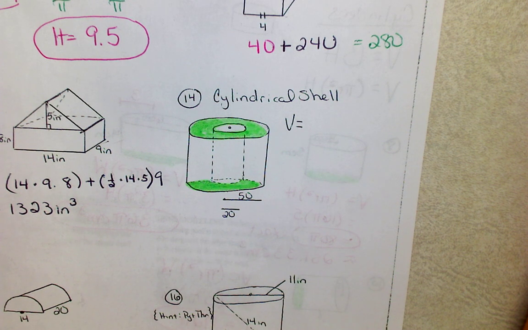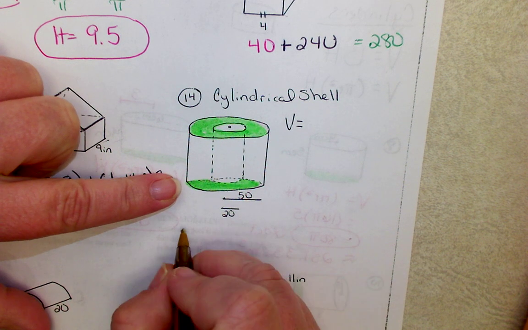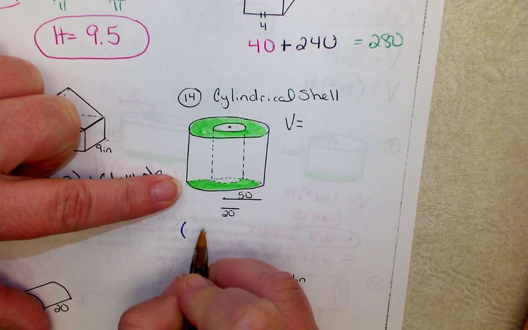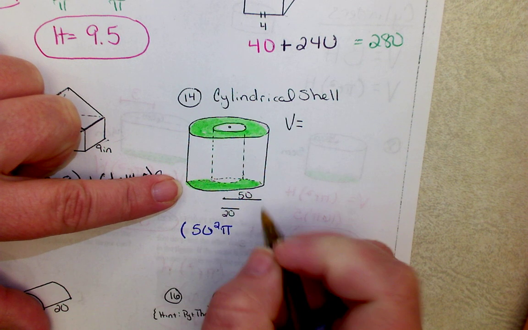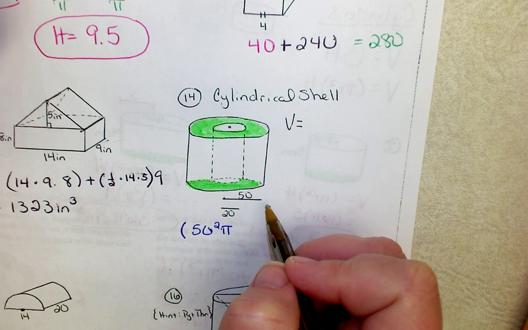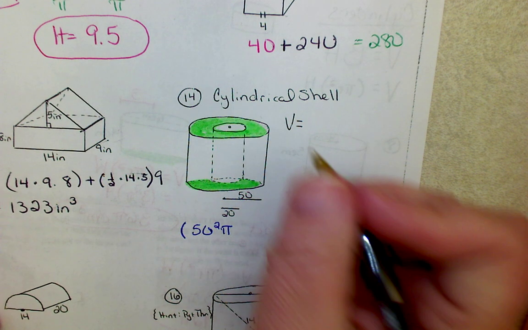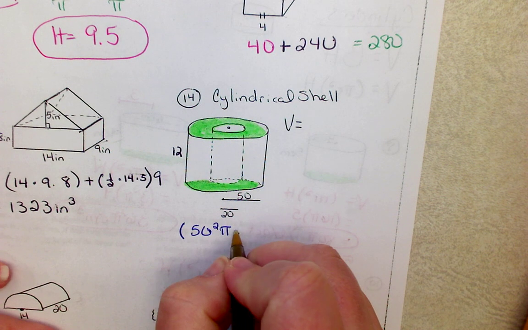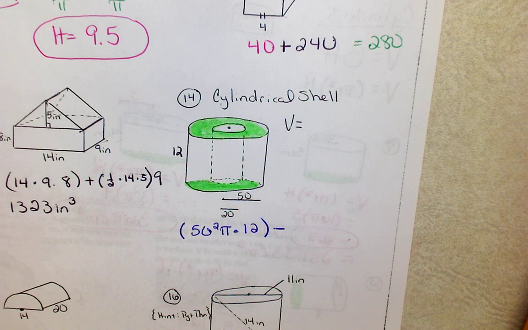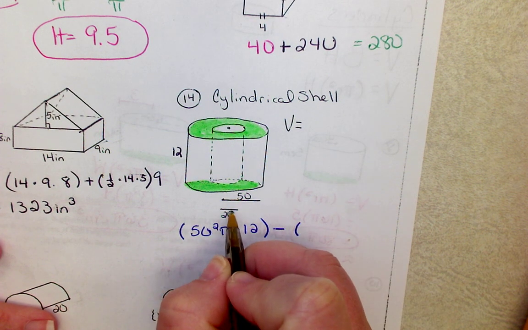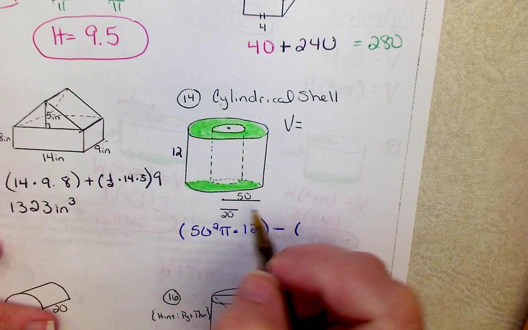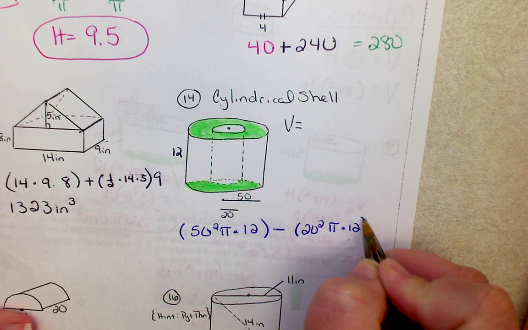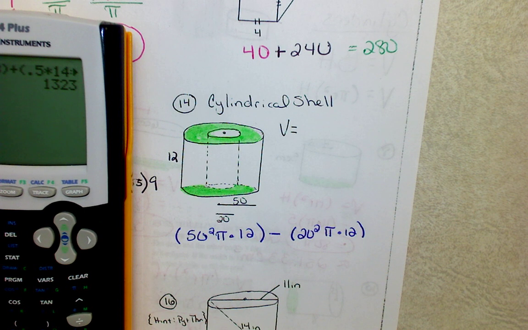Okay. So, all right, the volume of the larger cylinder. That's going to be, my radius is 50, so 50 squared pi times the height. Oops, I think I left off the height. Let's make the height, let's say 12. So times the height of 12, minus, the radius of the smaller cylinder is 20, so 20 squared pi times the height of 12.